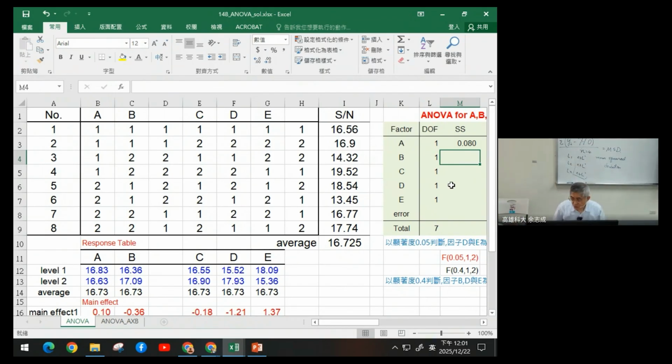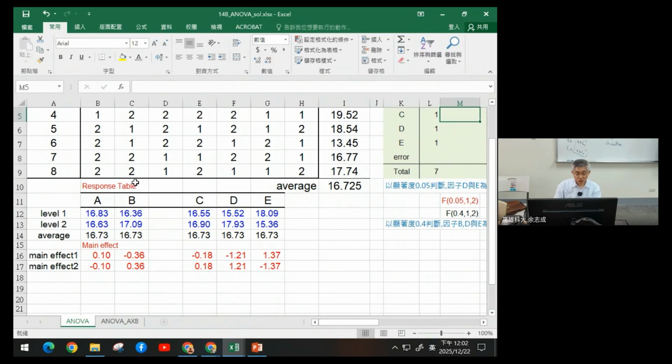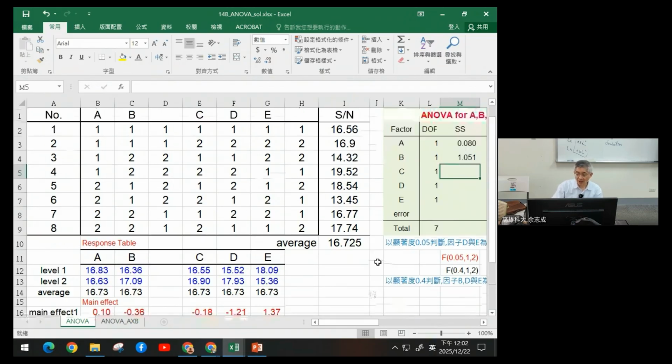Same thing, sum square due to B. B1, B2. Not this one. That is the response table. We are summing the main effect. Okay, you need to select this one. Main effect here. And again, it will be 4 times for each level, multiplied by 4. If you are using 3 levels, like L9, they will be different. Do the same thing.